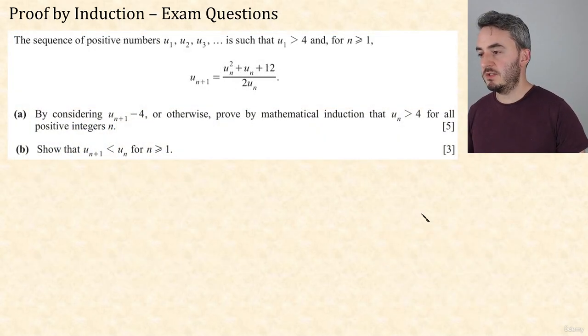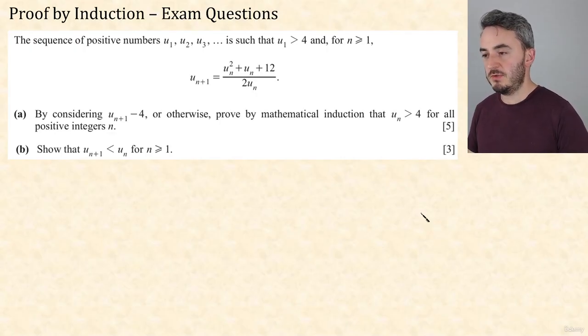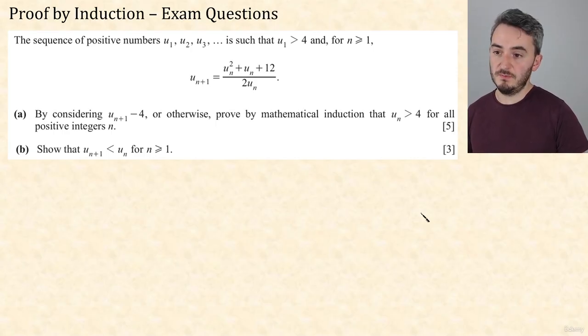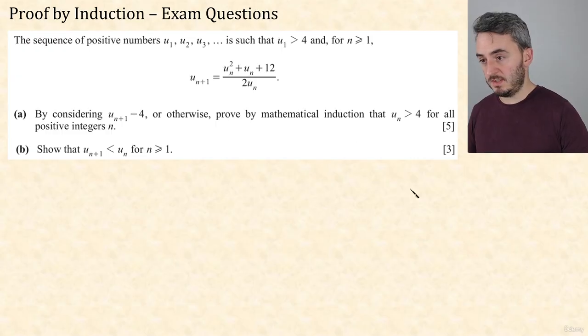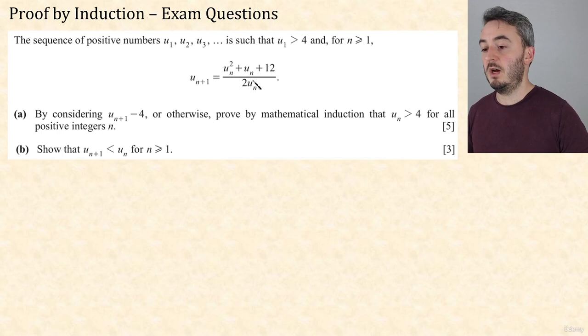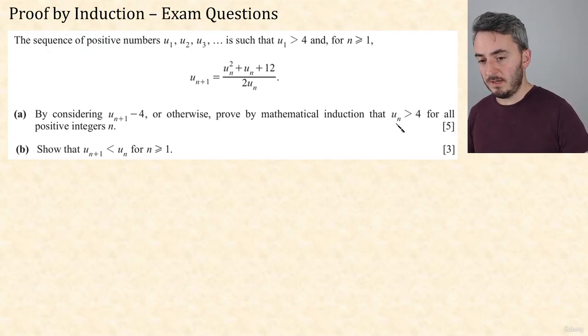Okay, last one here. We've got slightly unusual sequence problems. So a sequence of positive numbers, u1, u2, u3, such that u1 is greater than 4, and for all n greater than or equal to 1, which are obviously integers because it's terms of a sequence, we've got a term-by-term definition. So we've got un plus 1 is un squared plus un plus 12 over 2un. Okay, by considering un plus 1 minus 4, or otherwise, prove by mathematical induction that un is always greater than 4.